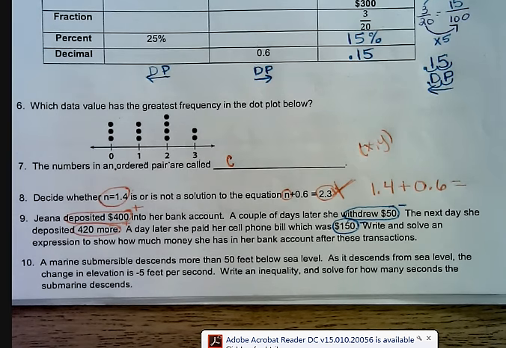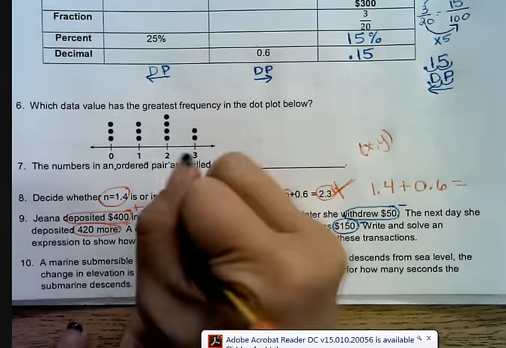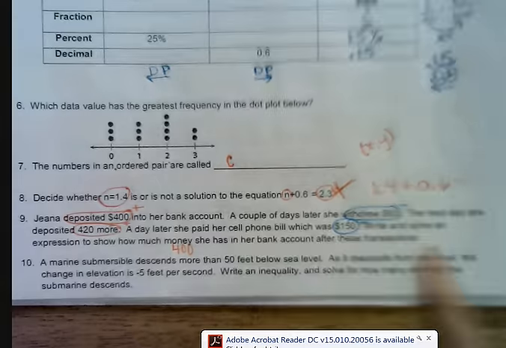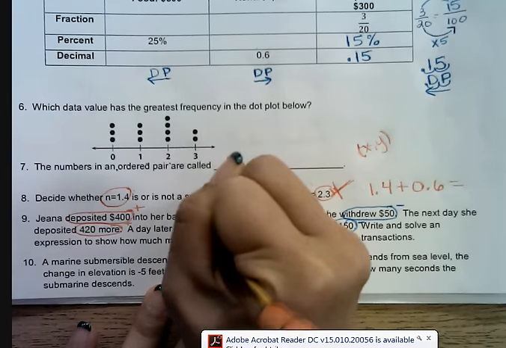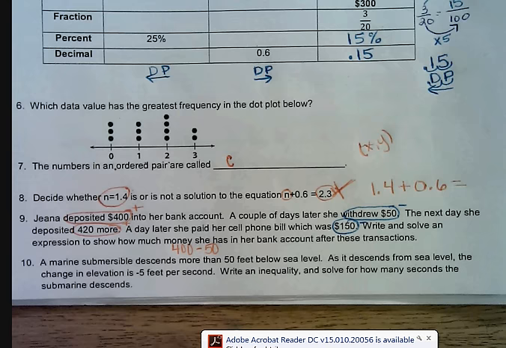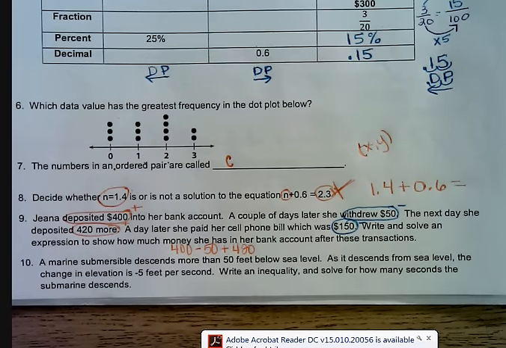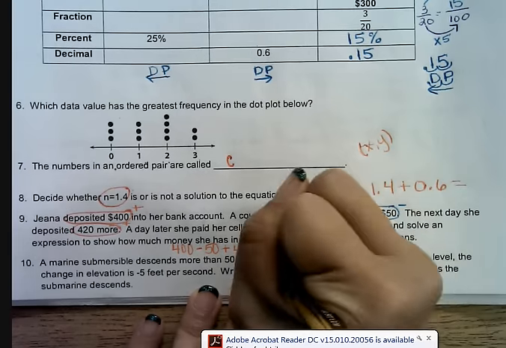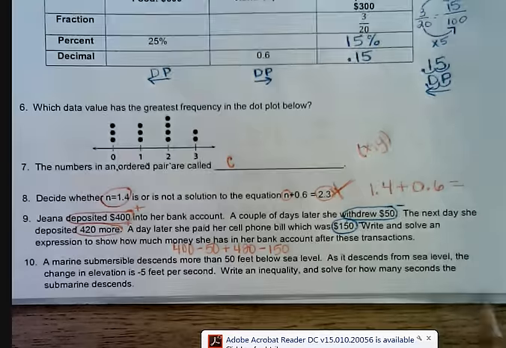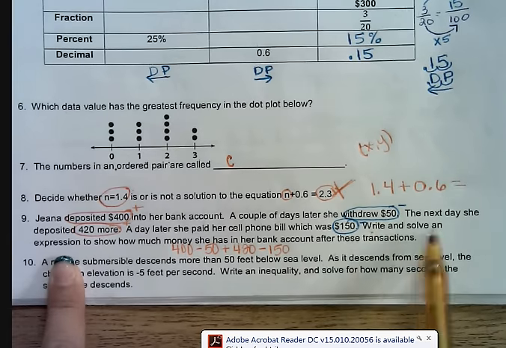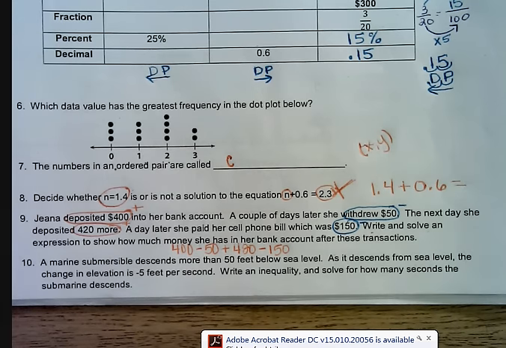Okay, so she started off at $400. That's how much she put in there. Then she withdrew $50. Okay, the next day she deposited $420. And then a day later she paid her cell phone bill, minus $150. Okay, so this says write an expression. We did. And solve. You're going to solve it. So follow through and tell me how much money she has in her bank account after these transactions.